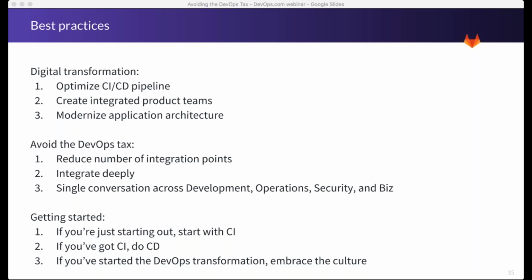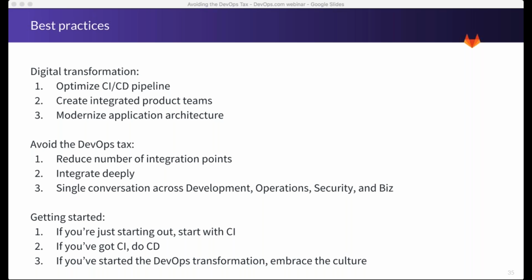So bringing it all together, here's a recap of some of the best practices. We heard from Chris that to maximize your digital transformation, you need to optimize your CI/CD pipeline, create integrated product teams, and modernize your application architecture with microservices and a cloud-native approach. But the toolchain still has DevOps Tax. So to help avoid that, reduce the number of integration points. Integrate as deeply as you can, and strive for a single conversation across development, operations, security, and business.